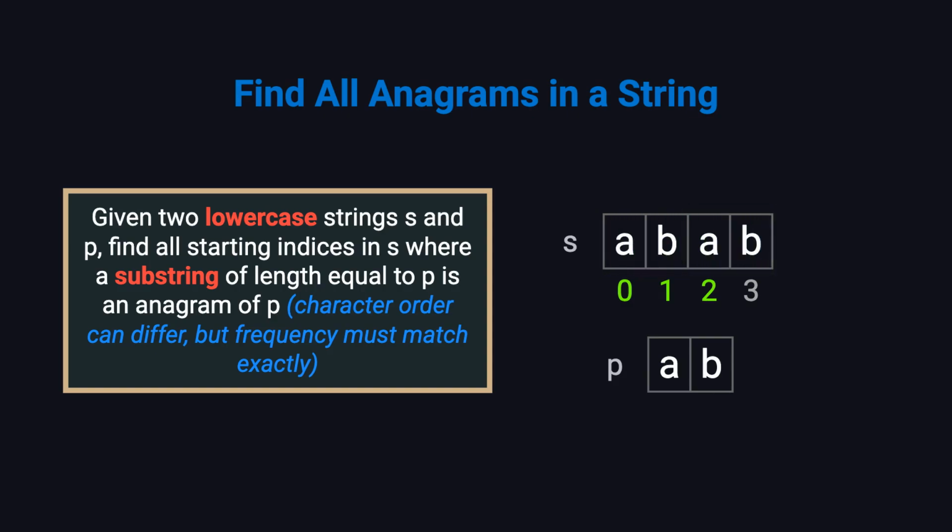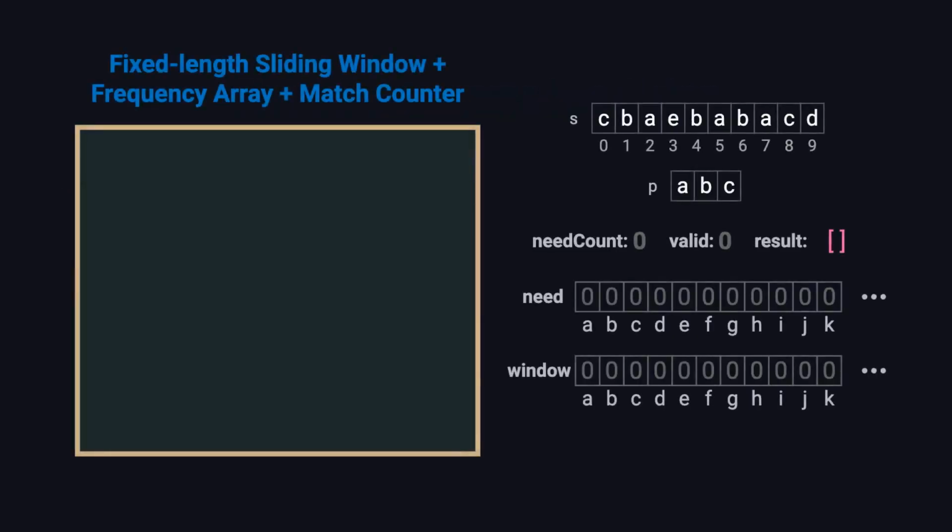You'll notice this problem is very similar to the previous one about permutation in string. The difference is, this time we need to find all matching positions. The sliding window approach from before still works, but today we'll use an optimized algorithm. We'll combine a fixed-length sliding window and frequency arrays and add a match counter so we don't have to compare two arrays of length 26 every time.